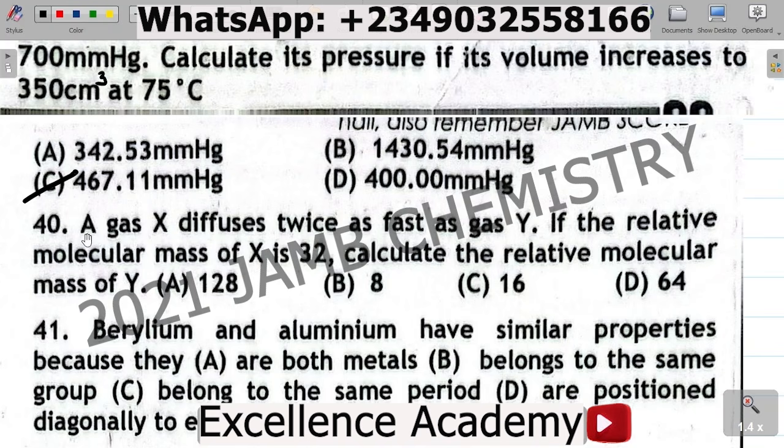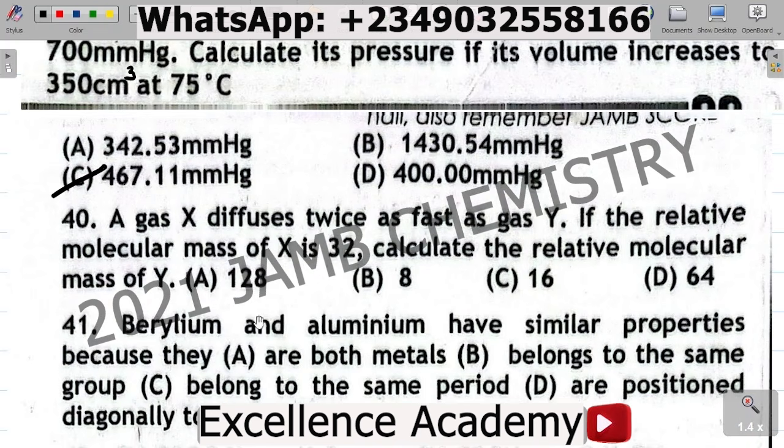Question 40 says a gas X diffuses twice as fast as gas Y. If the relative molecular mass of X is 32, calculate the relative molecular mass of Y. A 128, B 8, C 16, D 64. So how do we solve this question?